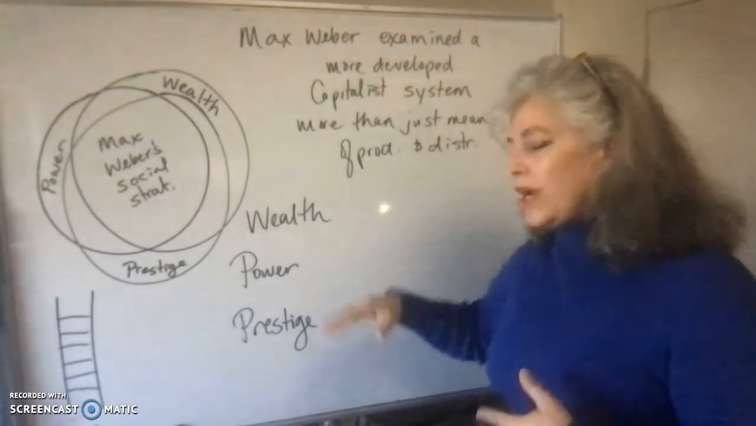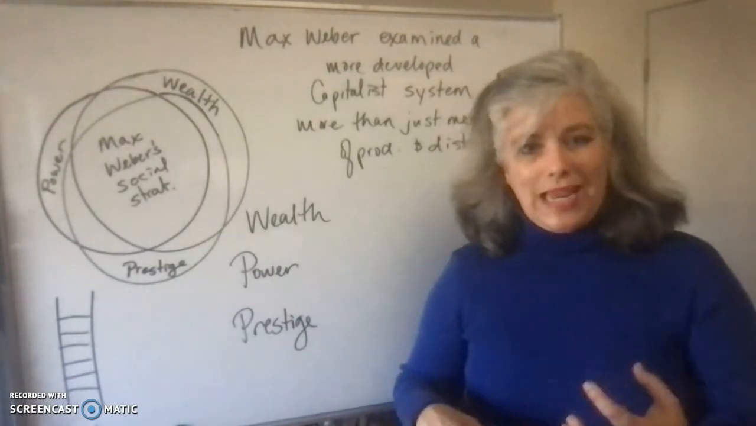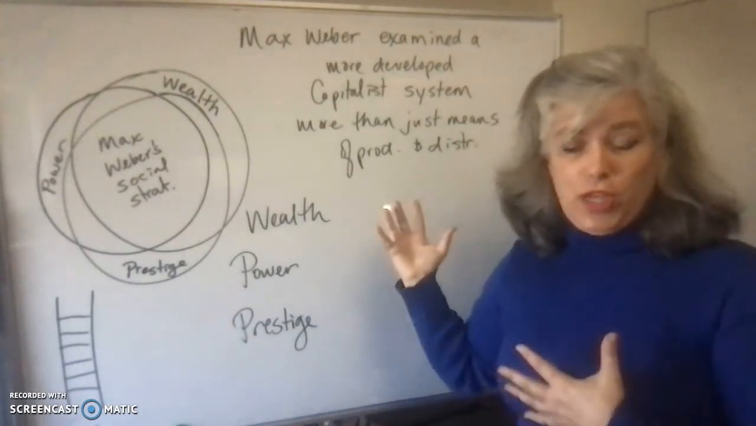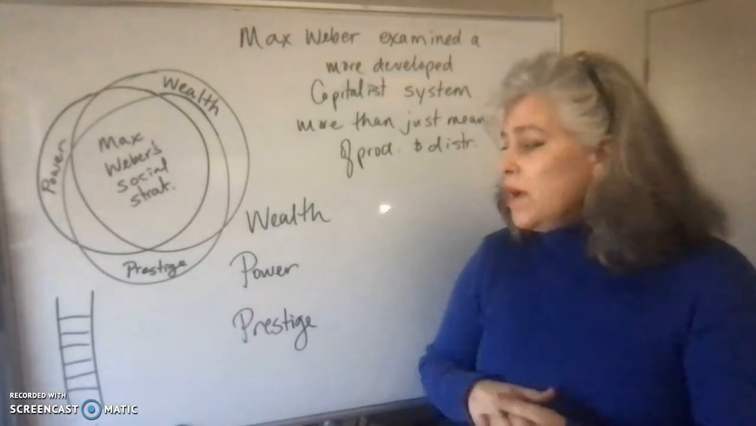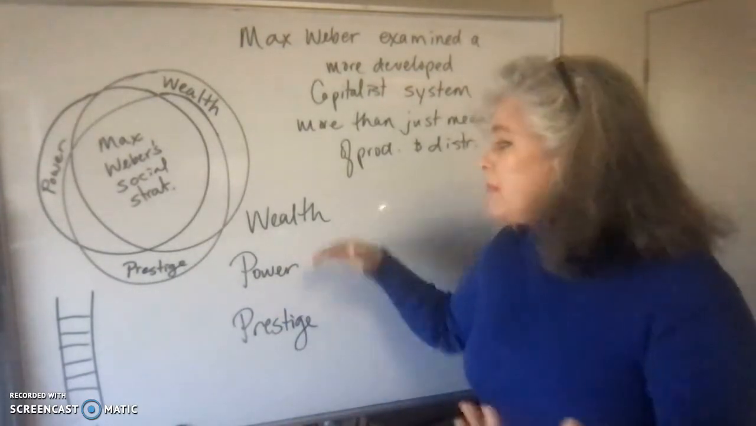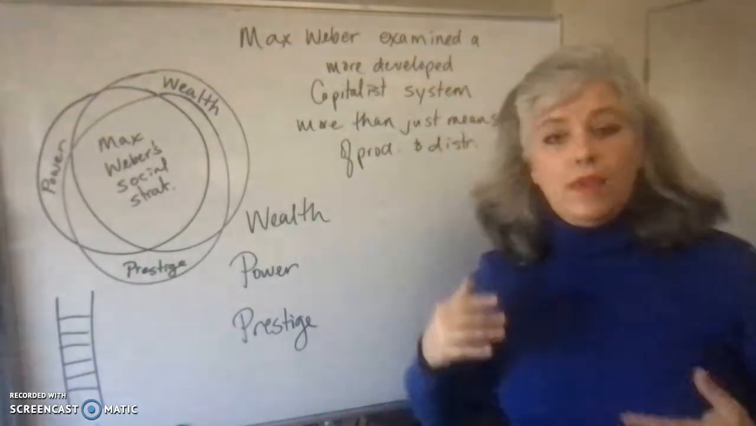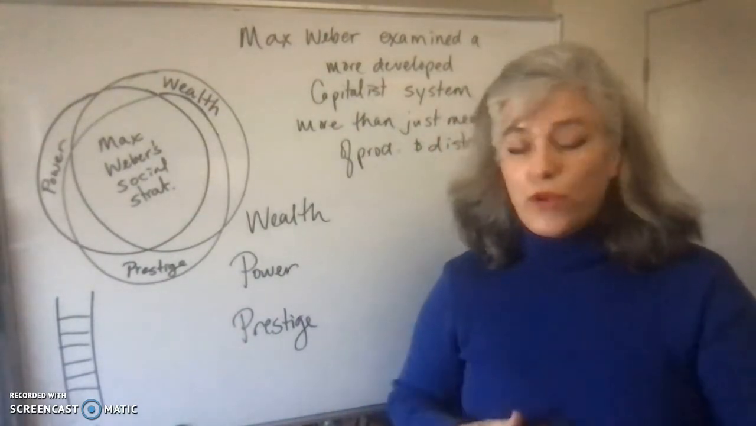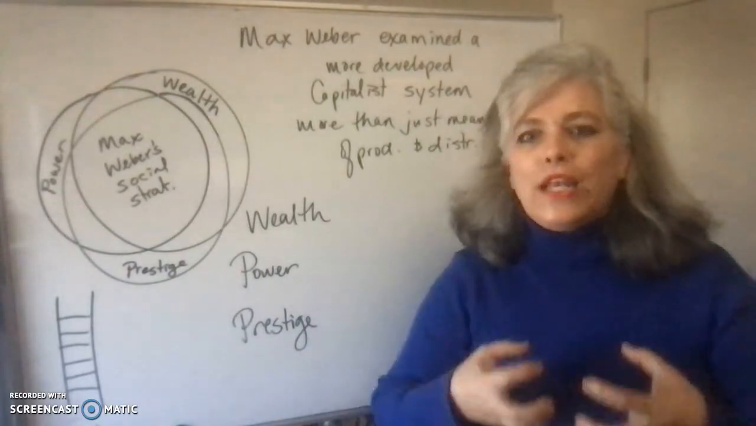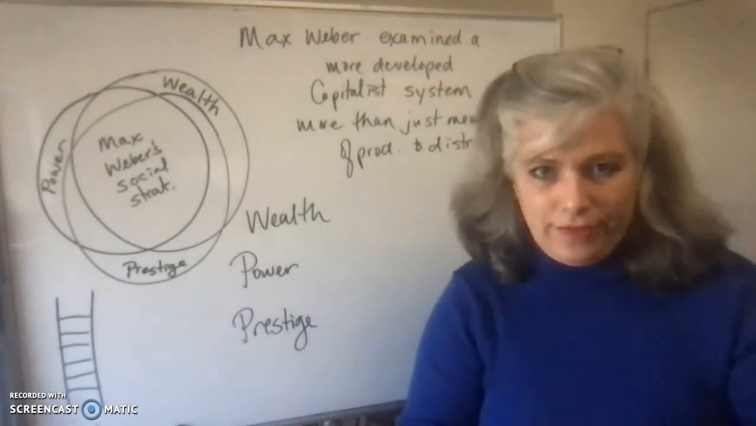So power is another one of those three concepts in Max Weber's description of socioeconomics. Because here power, again, just like wealth, maybe has a different definition than what the Merriam-Webster dictionary would give you if you looked it up online. Here, power means the ability to achieve your goals in life.